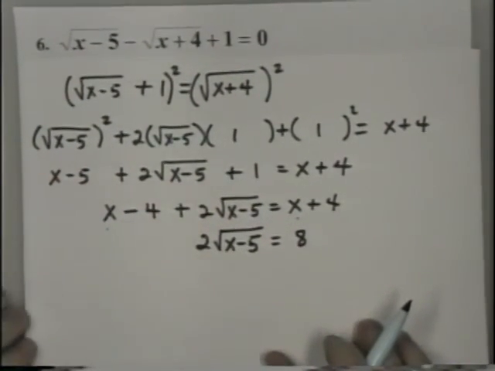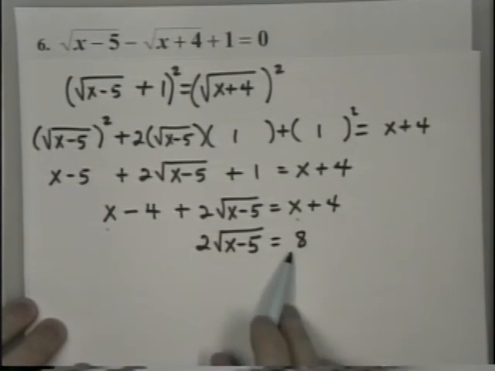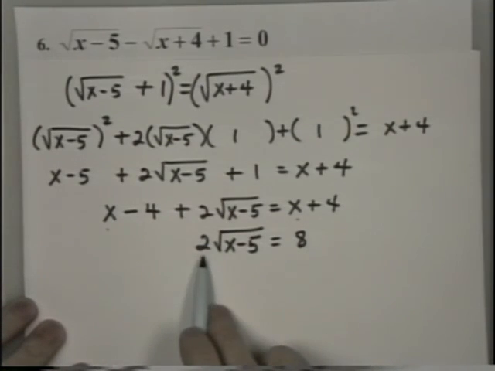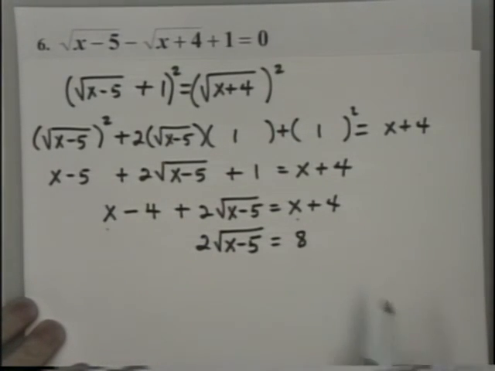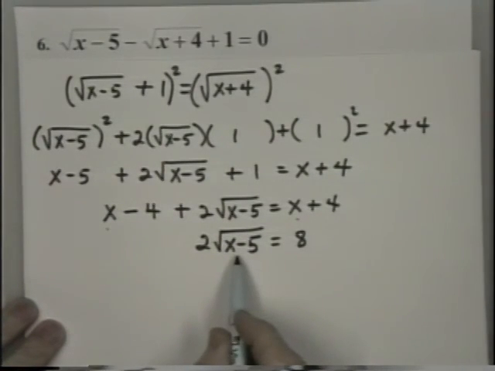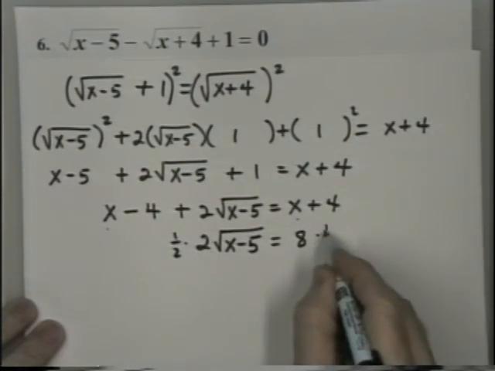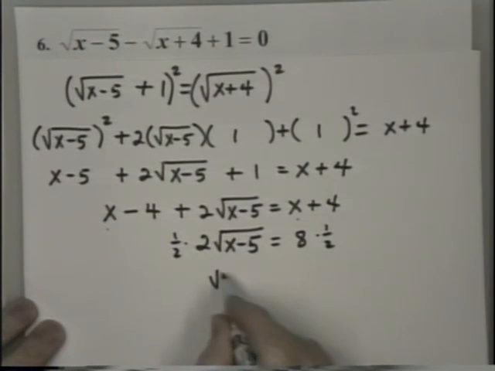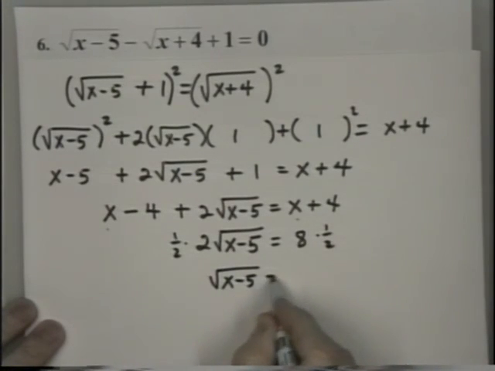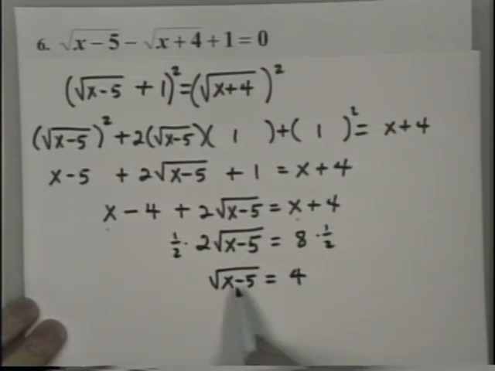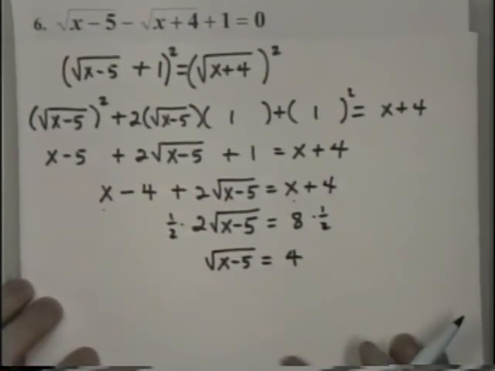I've isolated the radical, but I also notice that I have a factor of 2 on both the left and the right side of the equation, and might as well take advantage of that when you can, and divide that out. So if I divide this side by 2, or if you want to multiply both sides by 1/2, you'll get just the radical x minus 5 equals 4. And now we have a very basic radical equation.